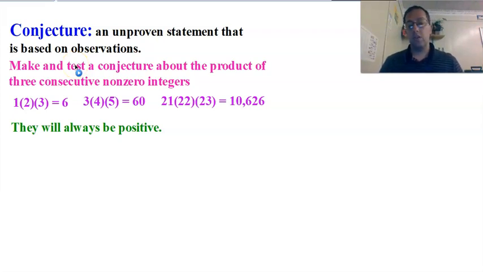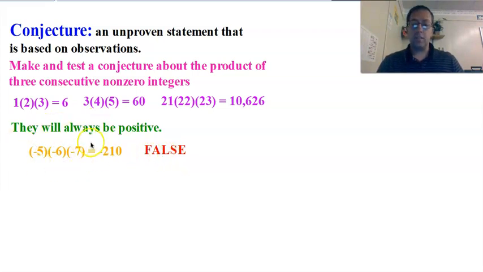Is there any three numbers you can think of that you can multiply together, back-to-back, consecutive numbers, that will not give a positive answer? Well, notice it says integers. Integers could be negative, right? So these numbers that I plugged in, those are all positive. Let's try what happens if I plug in negative numbers. So negative 5, negative 6, negative 7 is negative 210. That didn't work. So our conjecture is false.